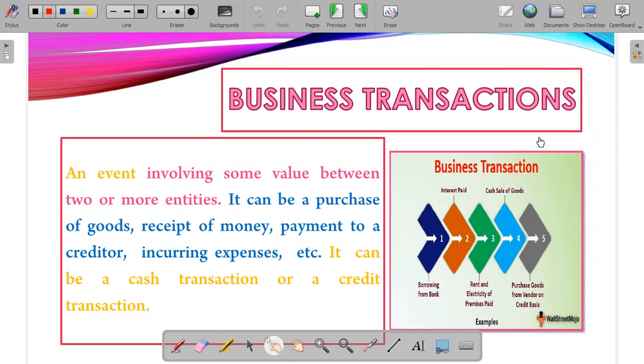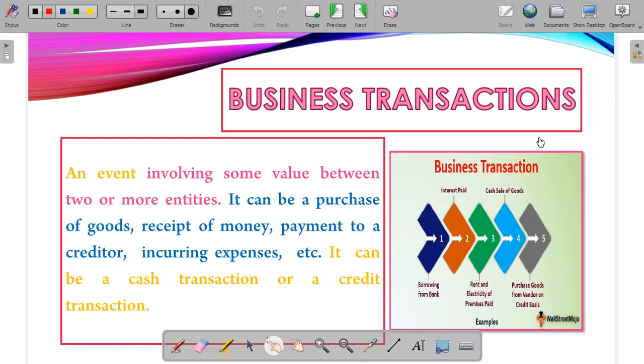What is a business transaction? Basically, the transaction is an event. A transaction is an economic activity which involves some value between two or more entities, right? There must be two entities, there must be involvement of two persons, so that an accounting transaction can take place, right? So business transactions can be credit transactions, cash transactions, internal transactions as well as external transactions, right?